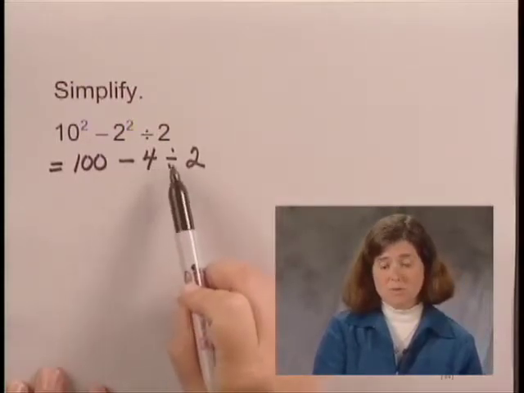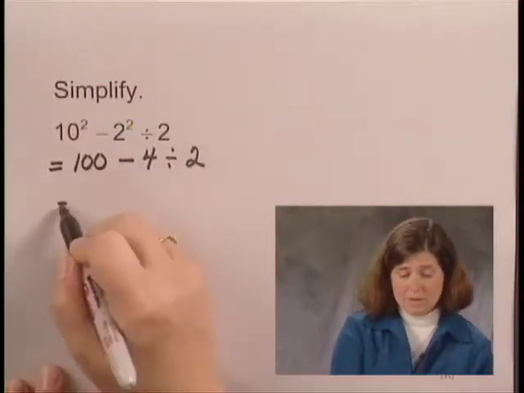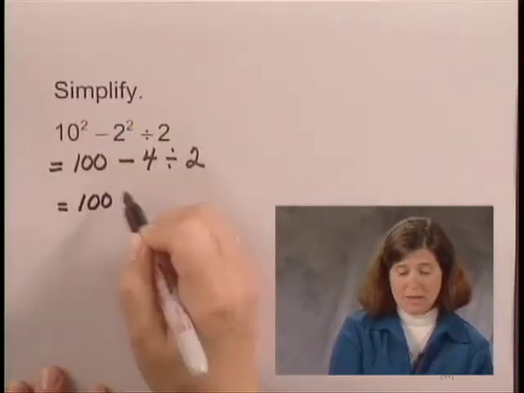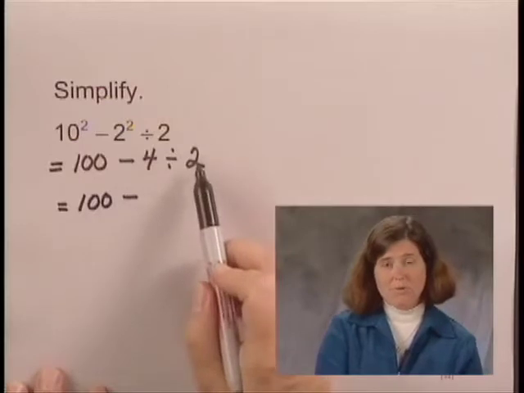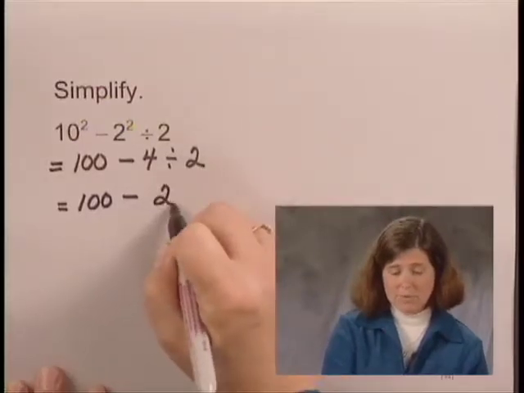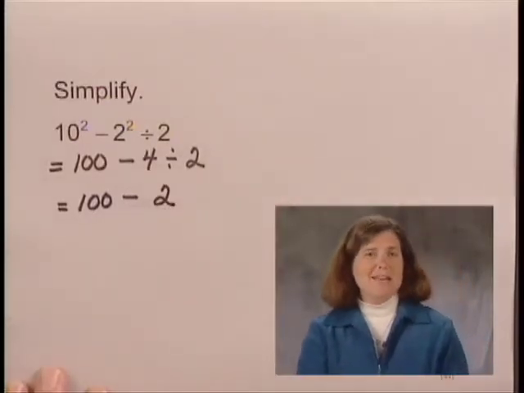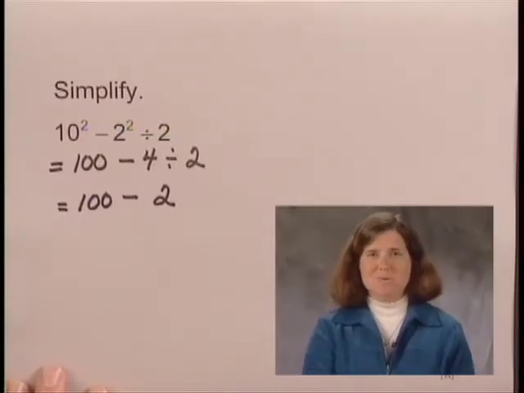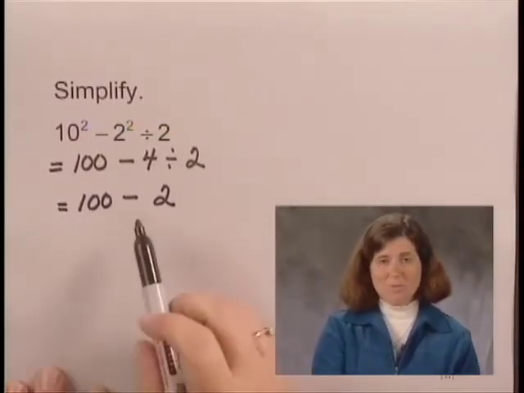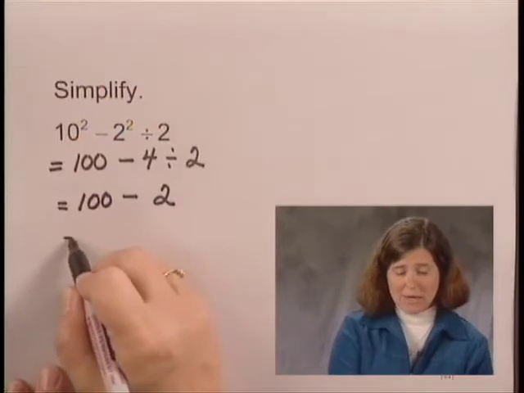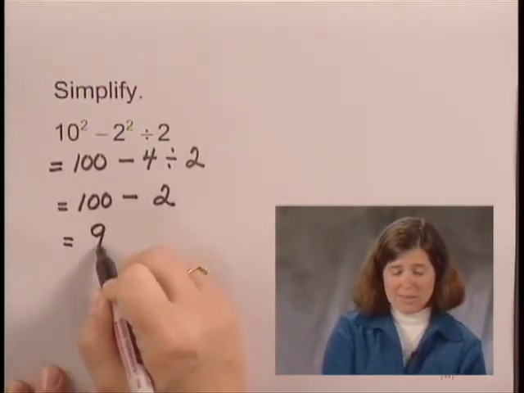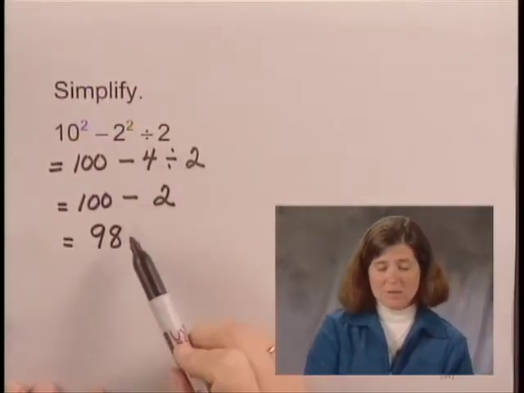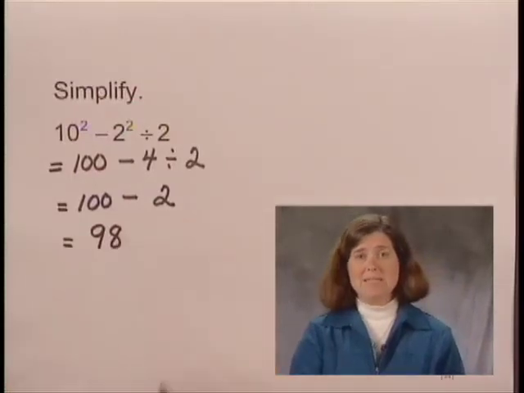perform the division 4 divided by 2. So I have 100 minus 4 divided by 2 is 2. The last step would be to perform additions and subtractions in order from left to right. There is one subtraction. Performing it, I have 100 minus 2 is 98. So the simplified form of the expression is 98.